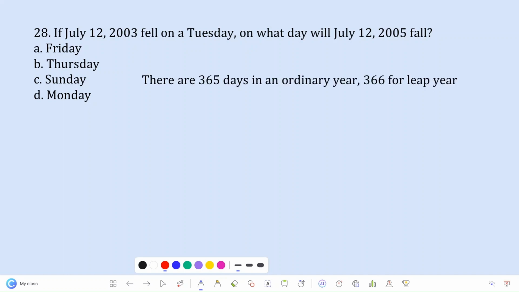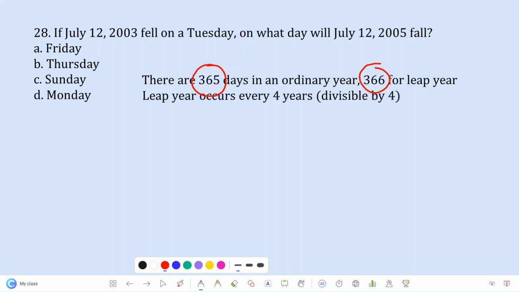Atin pong tatandaan na meron pong 365 days sa isang ordinary year. Kapag normal year lang yan, meron tayong 365 days. At kapag leap year, meron tayong 366. Constant po yan at hindi po yan nagbabago. Kaya dapat natin po yung tandaan palagi. Ngayon, kung i-divide mo itong 365 by 7, dahil ang isang linggo ay mayroong 7 araw, meron kang 365 over 7 is equal to 52 remainder 1.